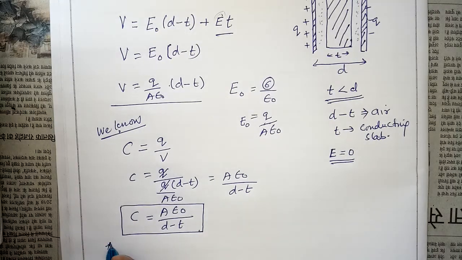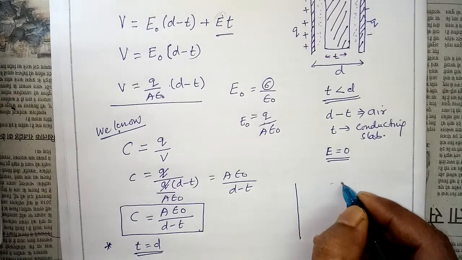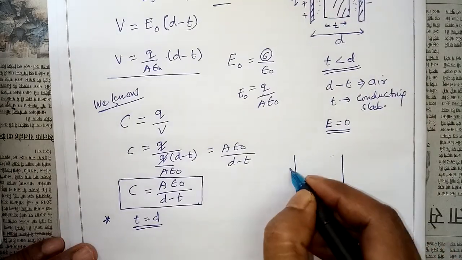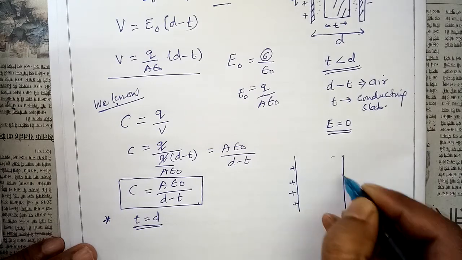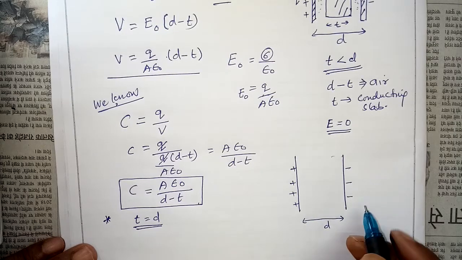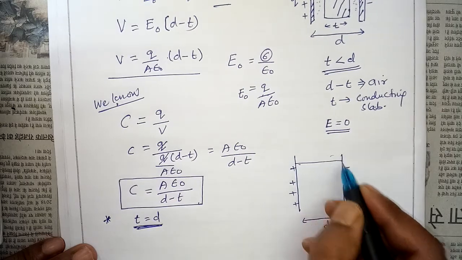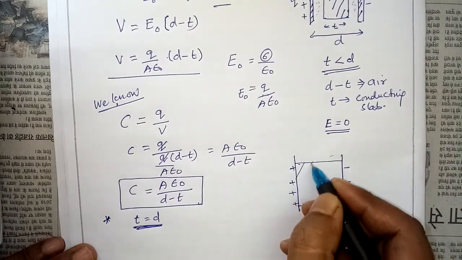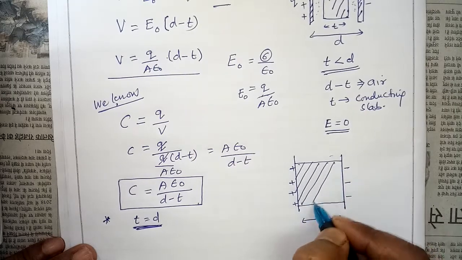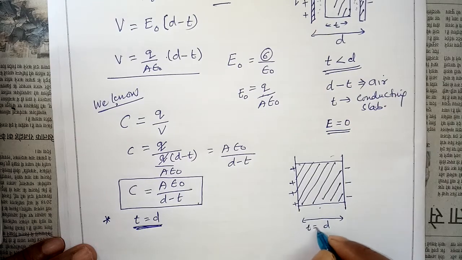Now let's discuss a special case. What happens when T is equal to D? What is the meaning of this? It will be better to understand diagrammatically. So these are the plates of a capacitor, one charged with positive and the other charged with negative. As discussed, the separation between the two plates is D. Now as per our requirement, we insert a conducting slab which will occupy the whole of the space between the plates, that is, T has become equal to D.